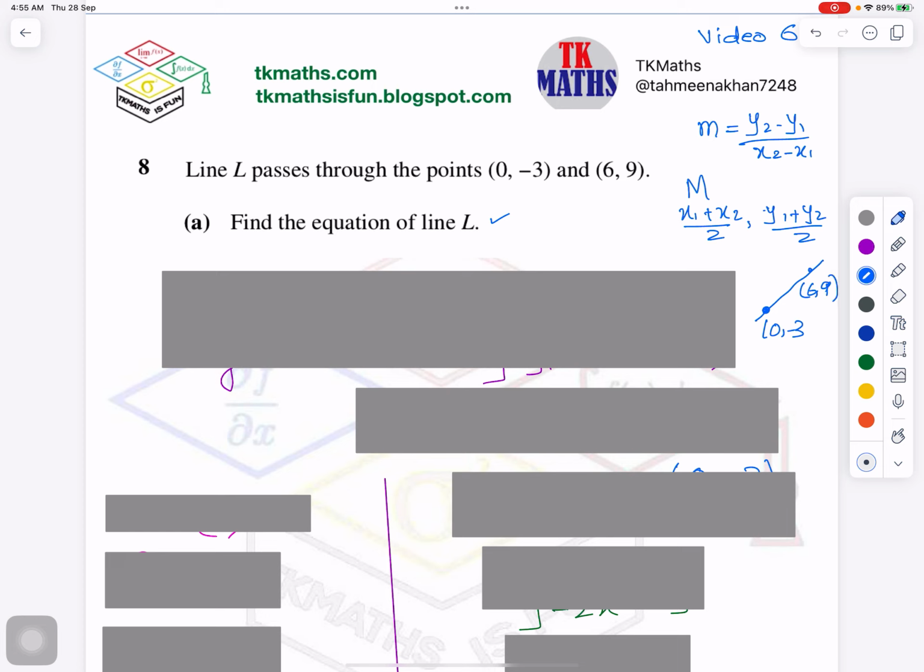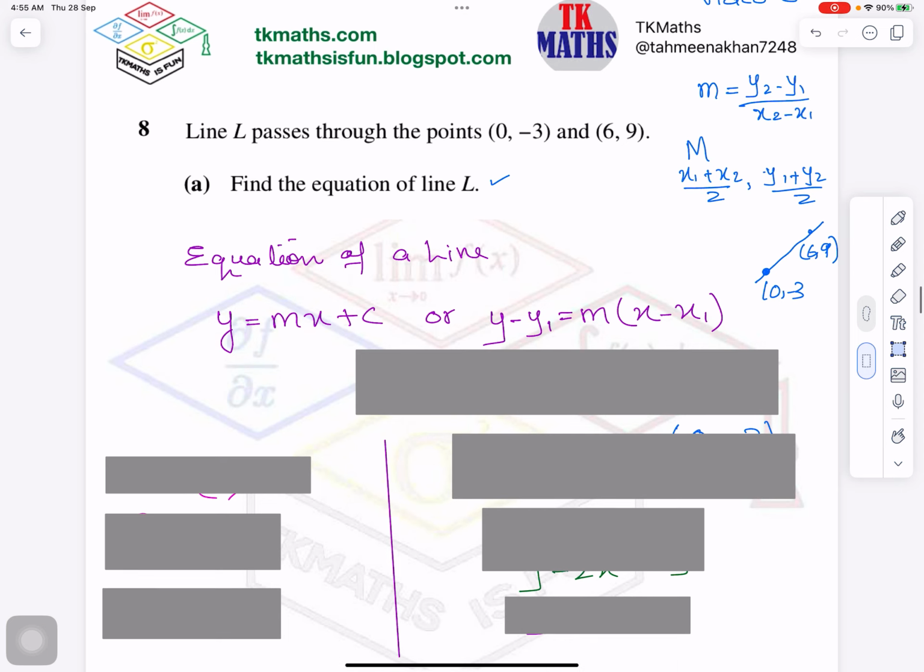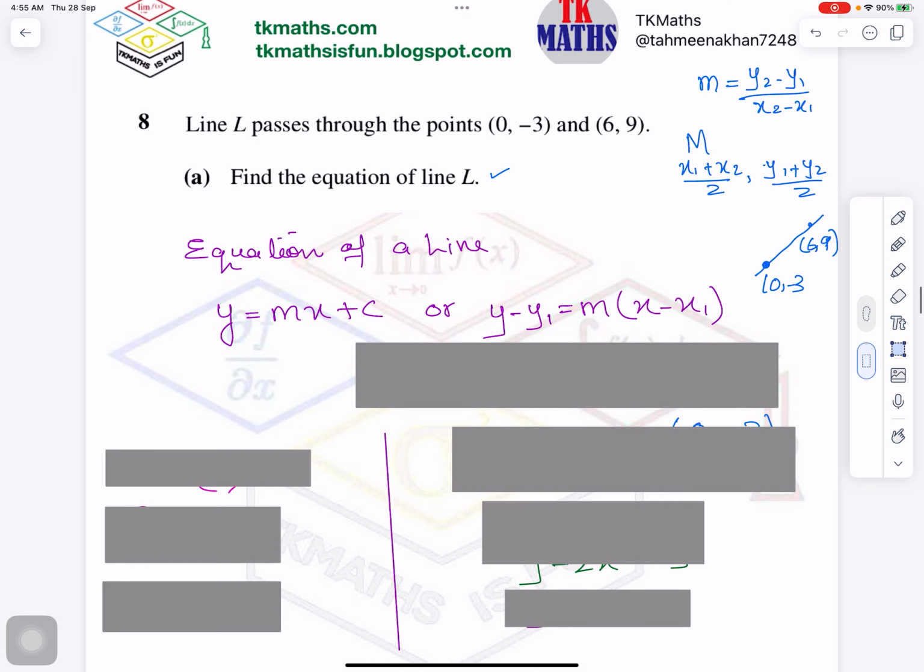Now, for the equation of the line, students need to know two general forms. Some people use y equals mx plus c and some use y minus y1 equals m times x minus x1. Both are general forms of the equation of a straight line. Whatever you are comfortable with, use that one, because no examination board bounds you to use any particular one. I have solved in both ways so that you can understand both.